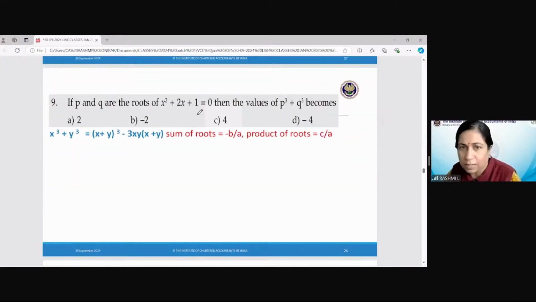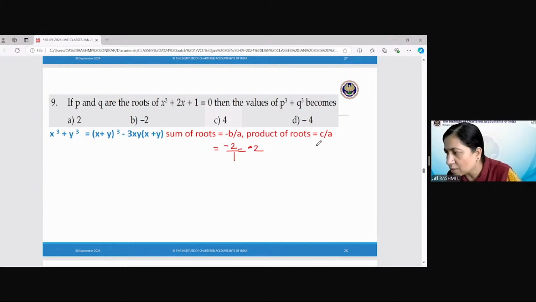Now let us go to the next sum. If p and q are the roots of x square plus 2x plus 1 equal to 0, then the value of p cube plus q cube is equal to? I will be using x cube plus y cube is equal to x plus y whole cube minus 3xy into x plus y. Sum of roots is given by minus b by a. So minus b by a is minus 2 upon 1. So the answer is minus 2.